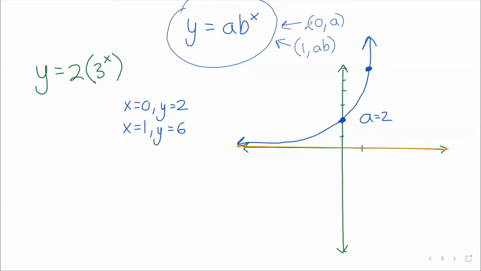And I also know that when x equals 1, y equals a times b. So in this case, when x is 1, y is 6. 6 must be a times b. We know that a is 2, so b has to equal 3. And from that, we could actually put our function together. y equals a, b to the x.